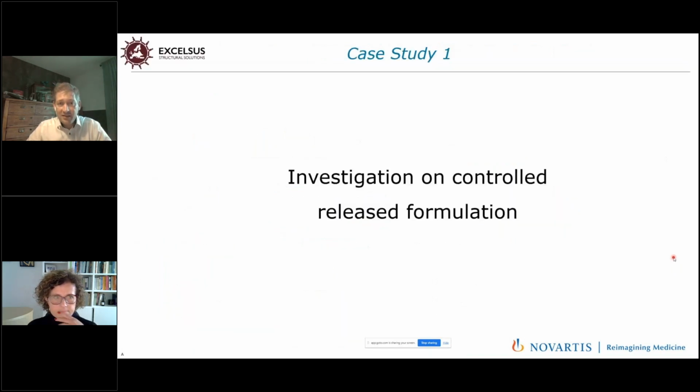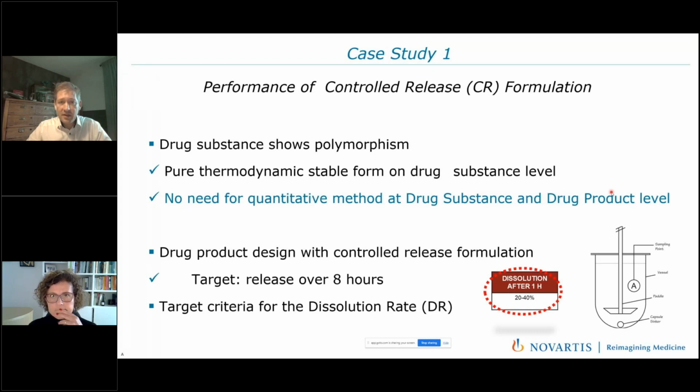I believe I've set the scene to introduce you to our first case study, which is an investigation on a controlled release formulation. Talking about controlled release formulation, the product has been designed to address patient centricity. Instead of asking the patient to take the medication a couple of times a day, we were developing a type of pill which releases the drug substance continuously over time after its administration.